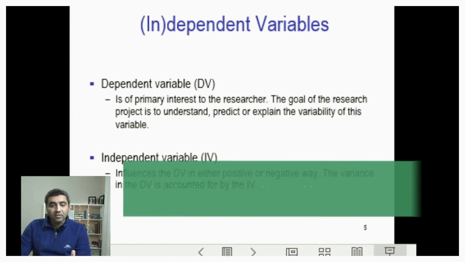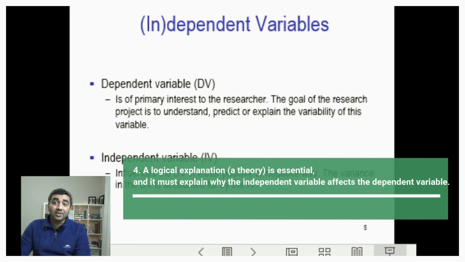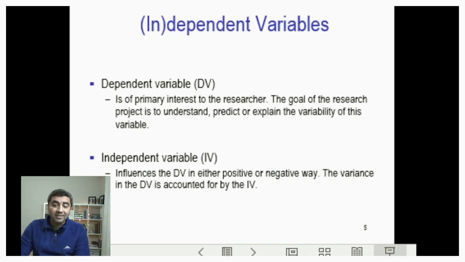The fourth condition is that a logical explanation, that is a theory, right? A theory is very important. So a logical explanation based on a sound theory is the key, and it must explain why the independent variable affects the dependent variable.